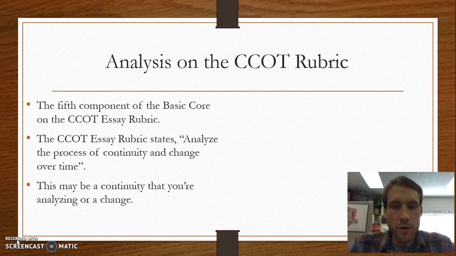Analysis is the fifth component of the basic core on the CCOT essay rubric, which means that it is explicitly being looked for by the people who grade the essay. If you don't include analysis, then you have no chance of earning any expanded core points, no matter how sophisticated your thesis statement is. So please attempt analysis in your essay.